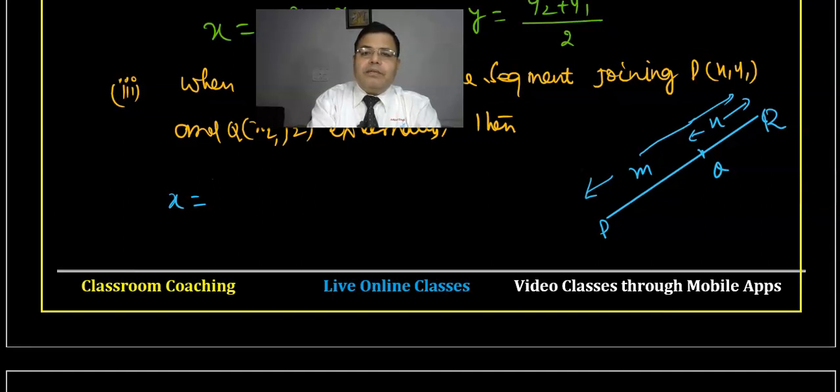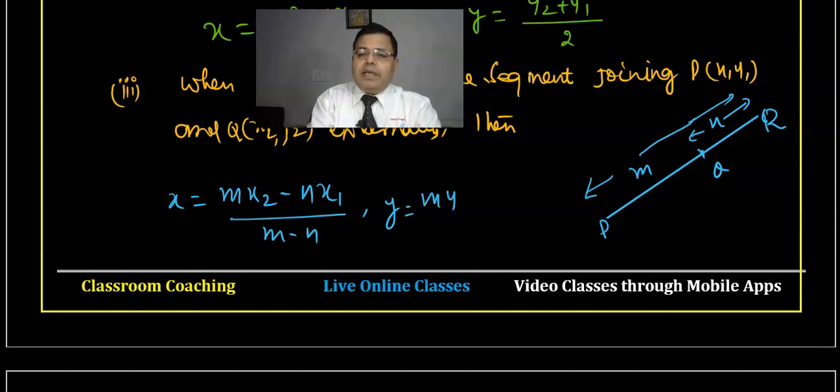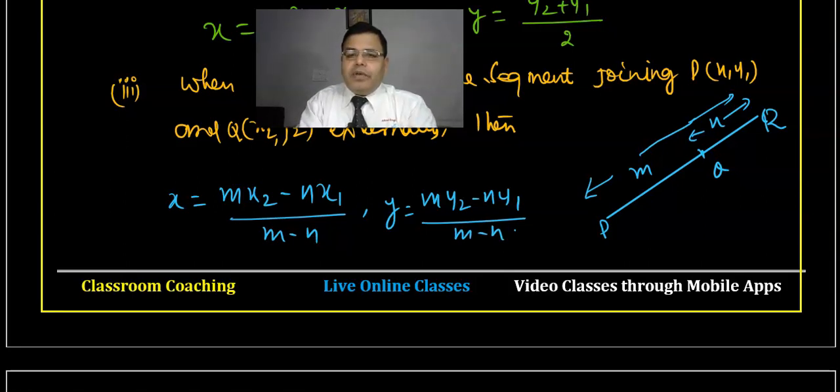The x coordinate is given by (m x2 minus n x1) divided by (m minus n), and the y coordinate can be written as (m y2 minus n y1) divided by (m minus n). So these are a few formulas which you can memorize, keep in memory, and you'll be able to learn it.